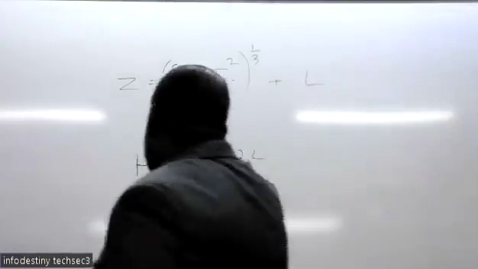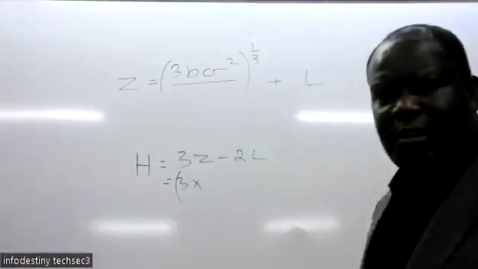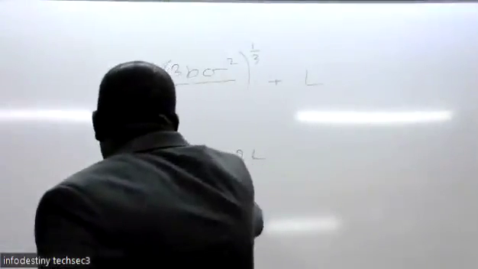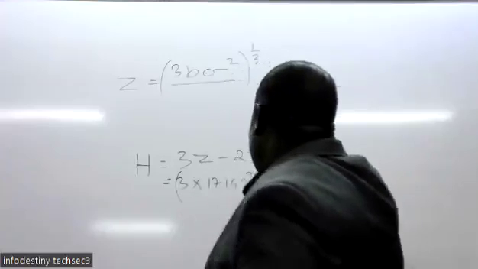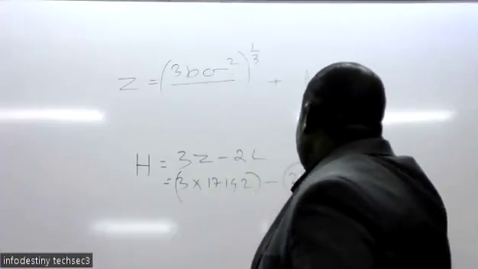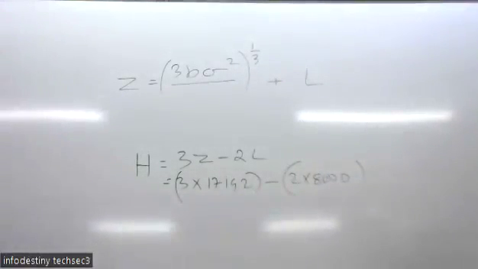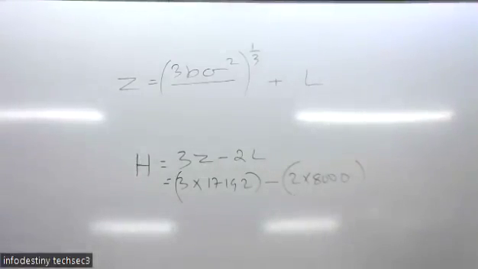So it will be 3 multiplied. Z is what we have just calculated. It was 17,192. Then you minus 2. L is the minimum cash balance, which is 8,000. So it is giving us which figure?